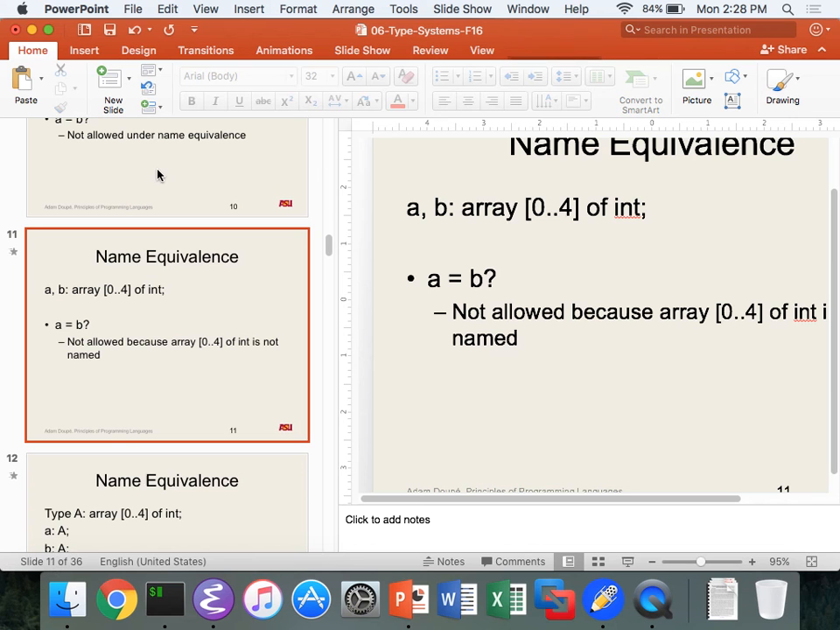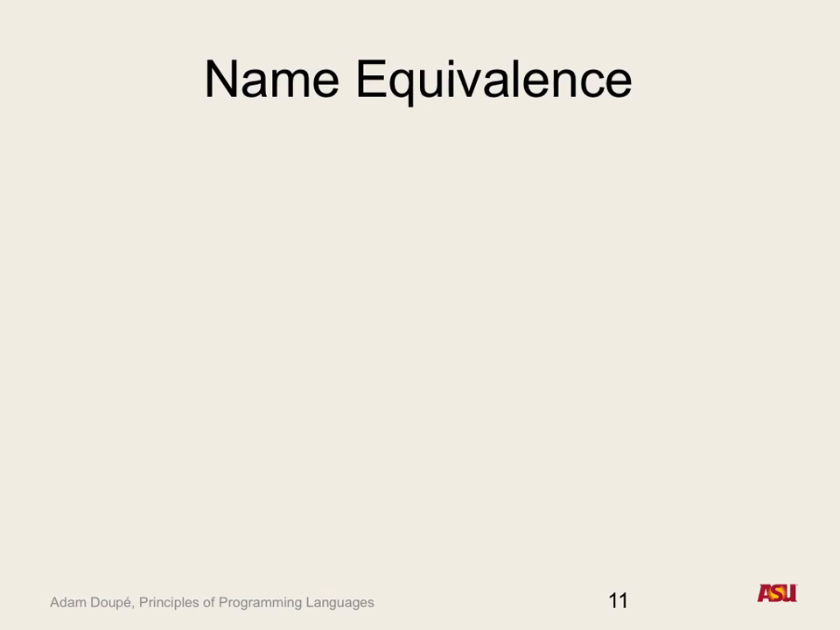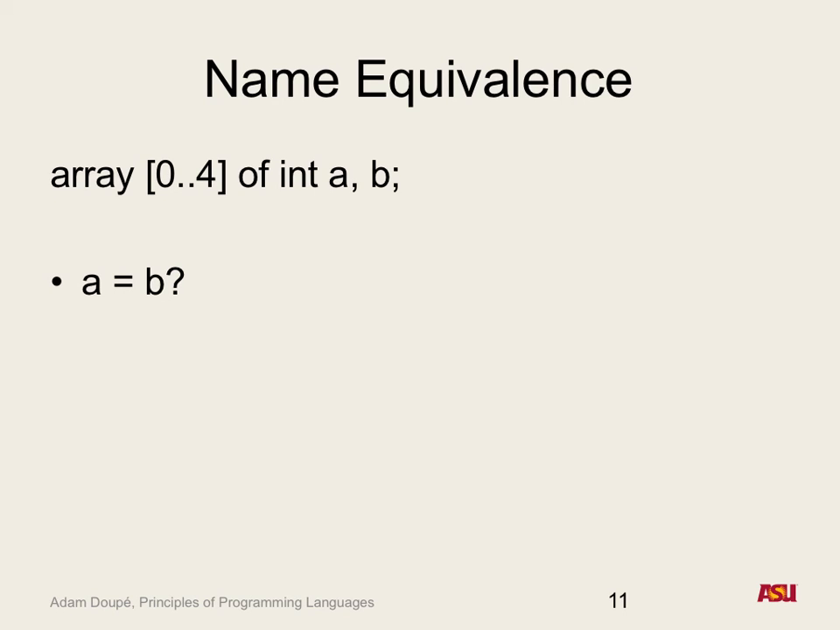What about this case? Let's swap it around again. Here I'm declaring two variables, A and B, that are arrays 0 through 4 of ints. Now, can I set A equals B? Before answering, we have to think about what's different from the previous one. Nothing. It's the exact same characters on the screen. Yeah, it ensures that A and B are the same type. A and B are declared on the same line, which means they definitely have the same type, but will name equivalence allow this assignment?